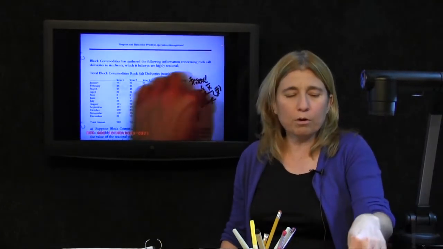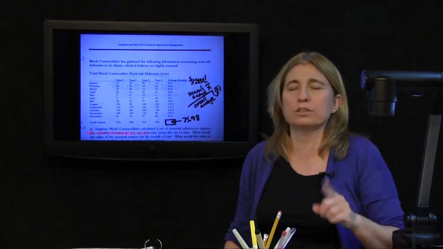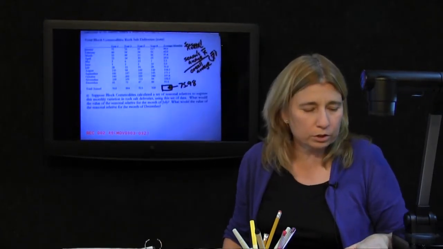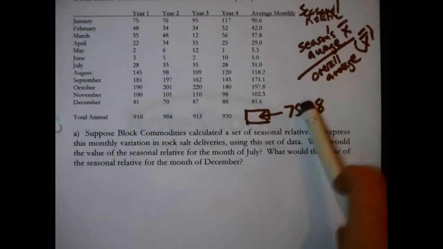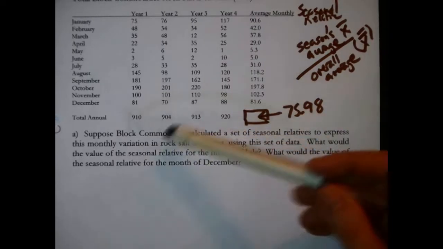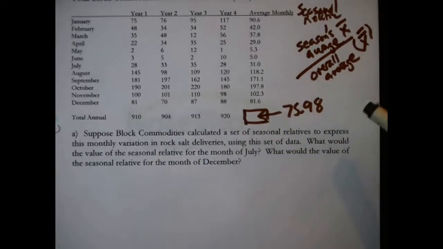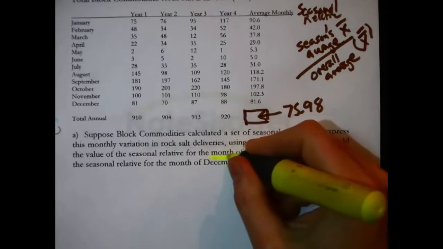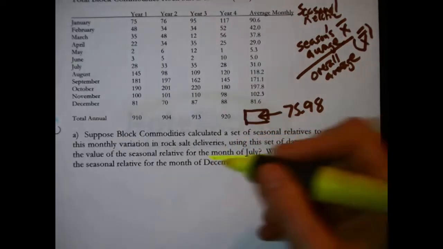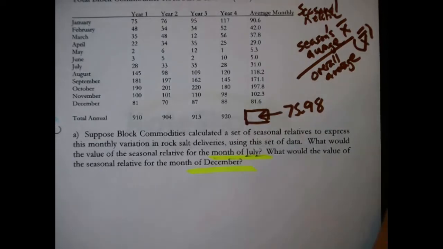Now, notice I wrote all over where I said I was going to create that column, because you don't actually need to calculate all 12 of them. Take a look. Suppose Block Commodities calculated the seasonal relatives, as we were just talking about how to do, to express this monthly variation in rock salt delivery using the data set. What would be the value of the relative for July? This question is only asking for certain ones. It's not asking for all of them. It's only asking for July, and then it says for the month of December. Okay, I can do that.